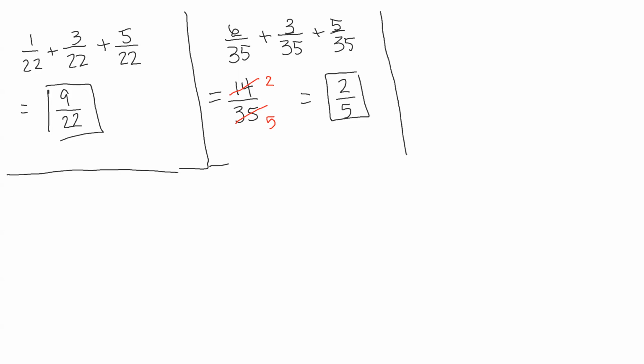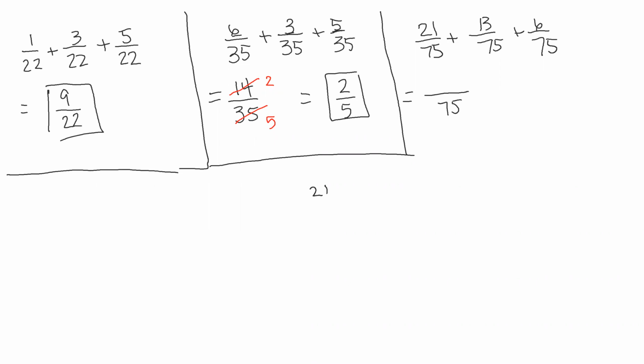All right. Let's do another easy one. 21 over 75 plus 13 over 75 plus 6 over 75. We've got those common denominators, so we know our answer is going to be something over 75 to start. If you need to do a little side work for the addition of the numerators, do it.